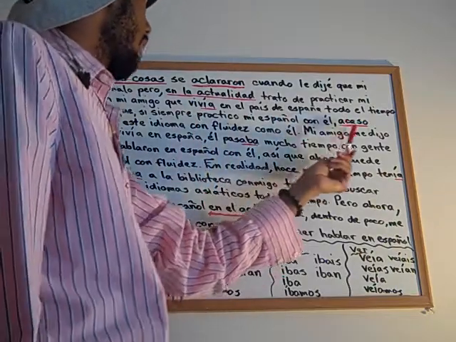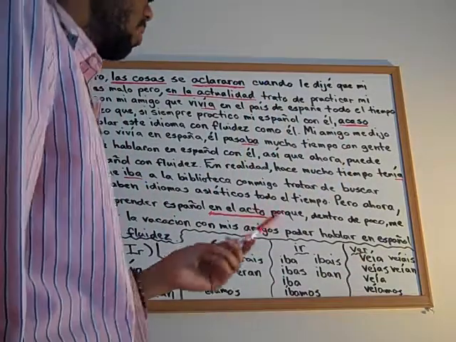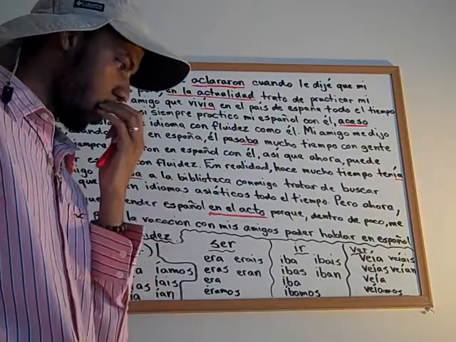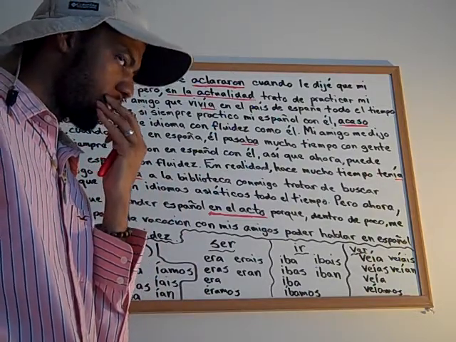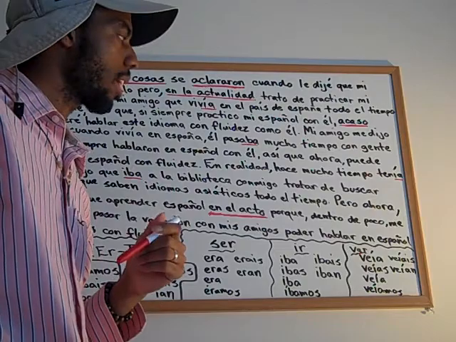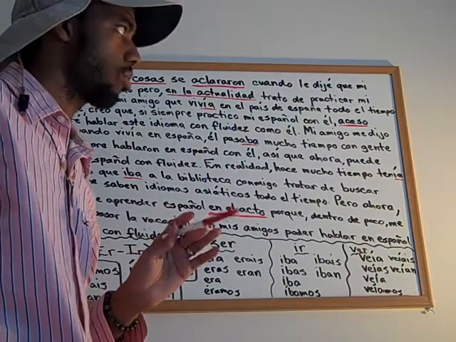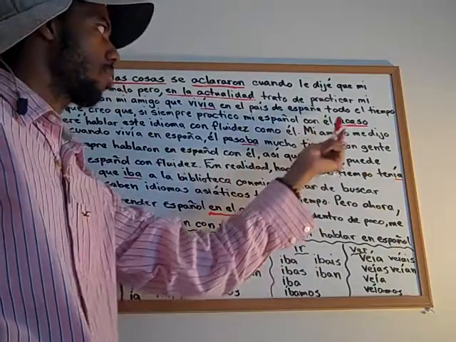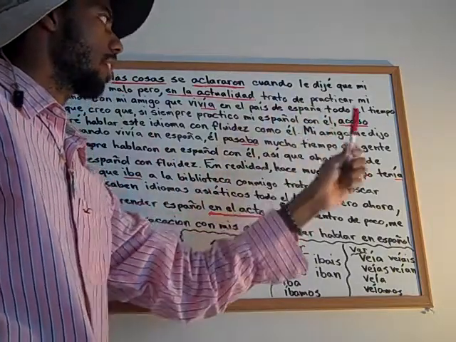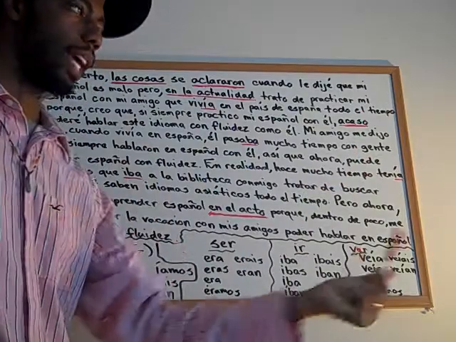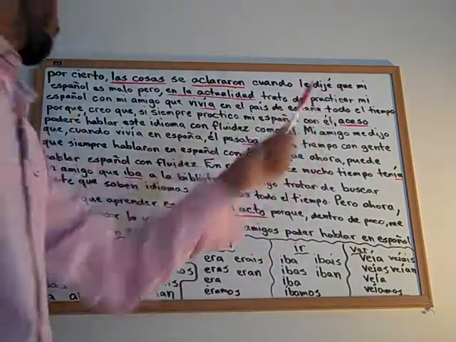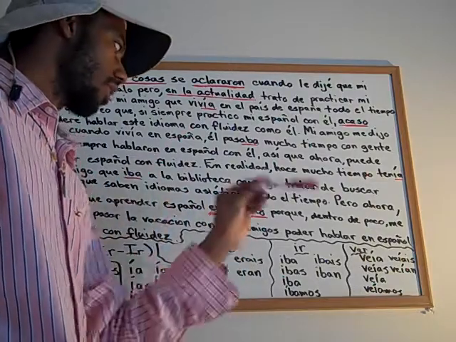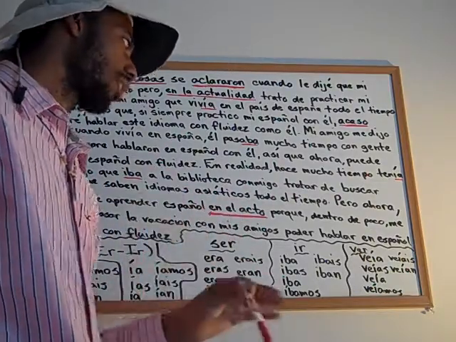Before I get to that, acaso, it means perhaps. But there's another meaning when you say por si acaso, like what is it? I think it's por si acaso. I'm not sure, I can't remember. Por si acaso means just in case. But acaso by itself means perhaps or probably. And we have en el acto. This means at once, like you do something at once, you do it quickly.